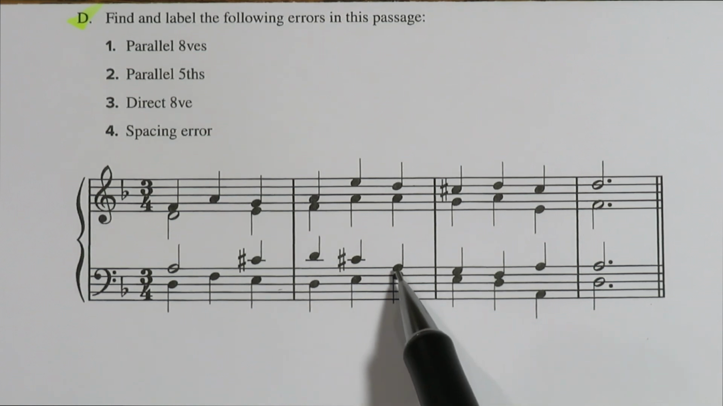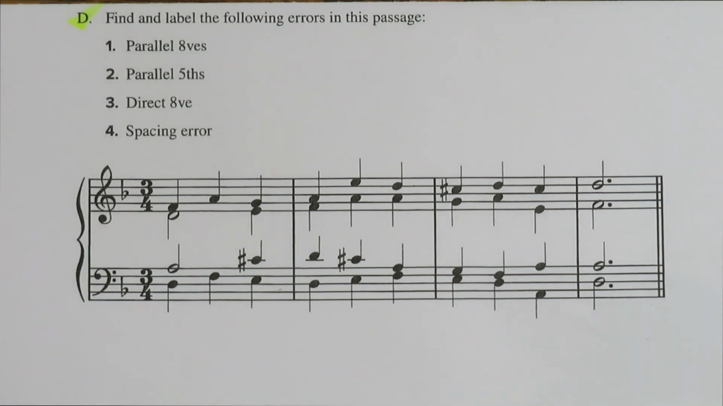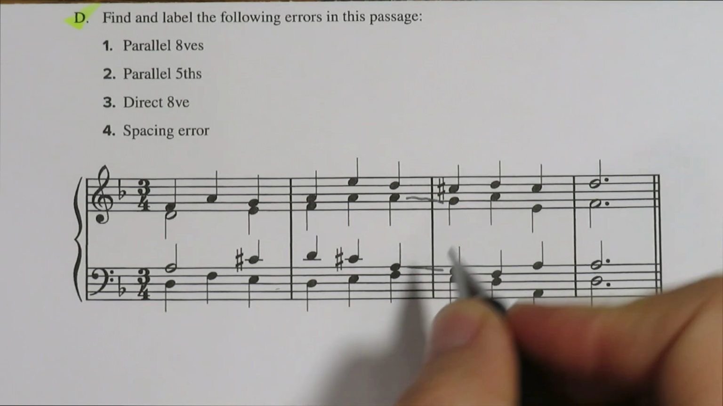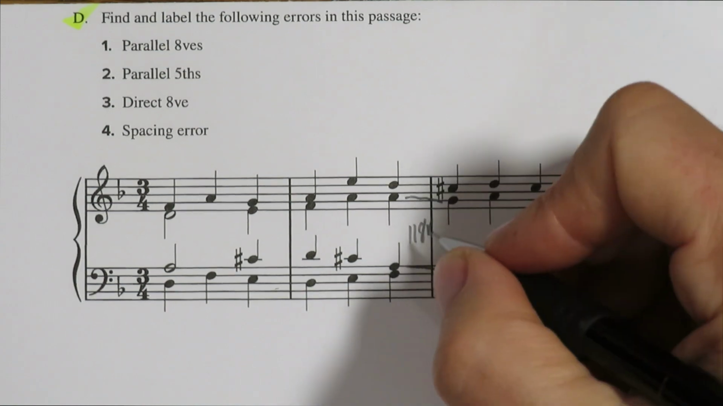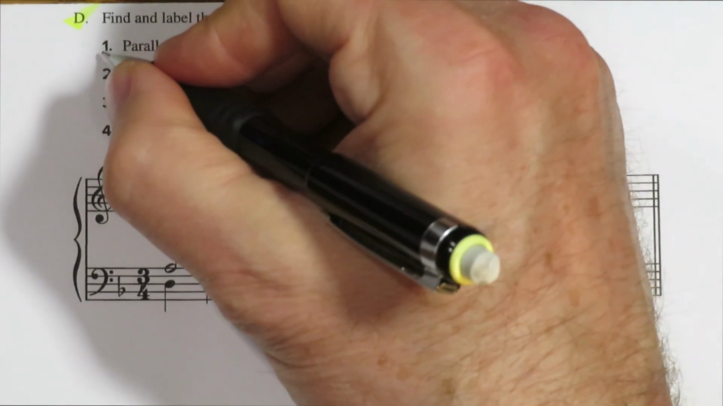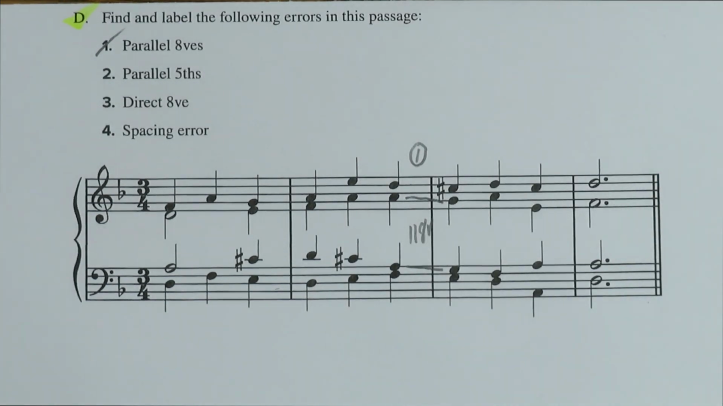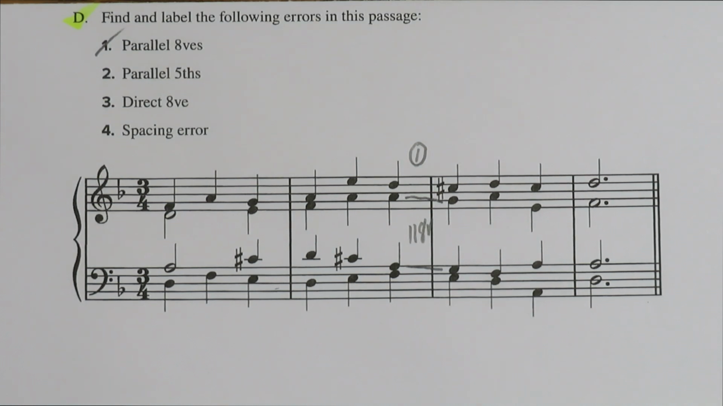Okay, let's see. Here we go, A to A, G to G. There are the parallel octaves. Parallel octave, number 1. Okay, now I'm just looking for a direct octave. So I'm looking for a leap in the soprano and the bass to move in similar motion to an octave.